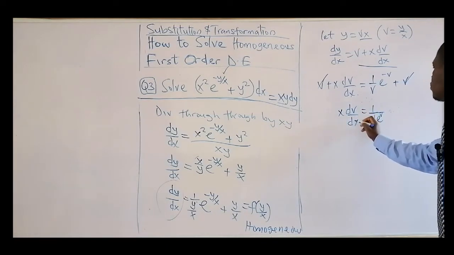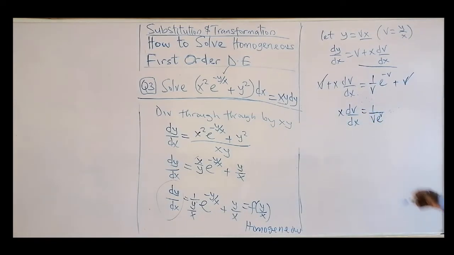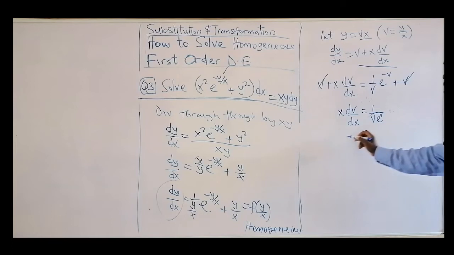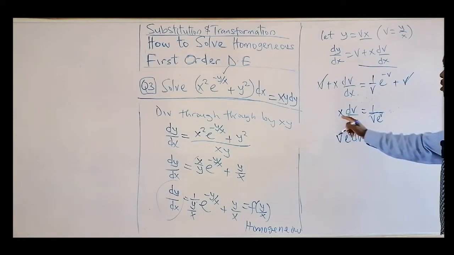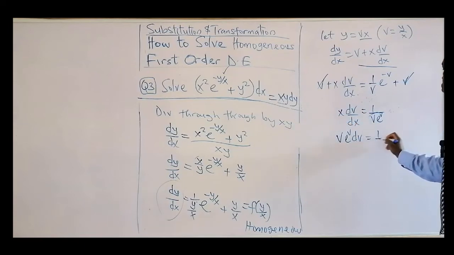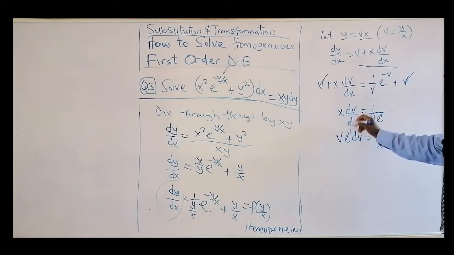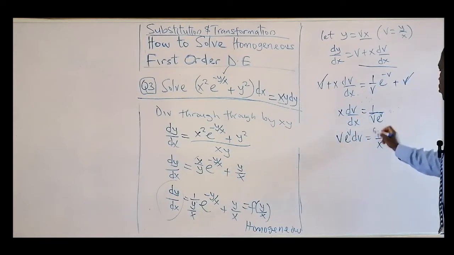We can separate the variable now. So by multiplying through by this denominator here, that will be equal to v e^v dv, and at the same time also divide both sides by x, divide 1 over x. Multiply both sides by what? By dx. So you have this.